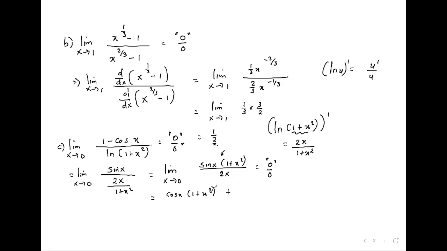Sir, sorry to take you a bit back. I don't get where we had sin x over 2x, then again over 1 plus x squared. Why is 1 plus x squared down there?